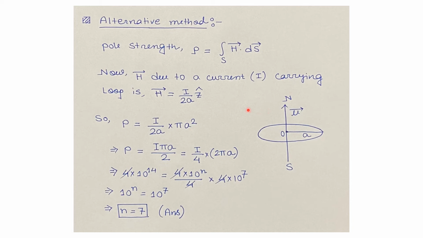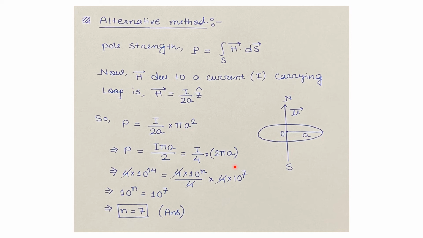From the definition of pole strength we can write P equals H times the area of the loop, that is I by 2a times pi a squared. So it will give the pole strength P equals I times pi a divided by 2. We can write it as I by 4 times 2 pi a. Here 2 pi a is the circumference of the Earth.